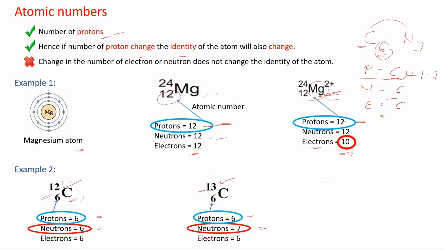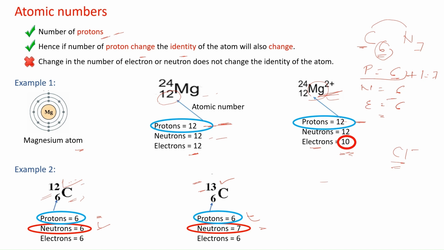If we change the number of electrons, then if it is donating, it will become positive. If it is accepting, it will become negative, like Cl minus. Why? Because it accepts an electron. So if the number of electrons is changed, it is because the atom is donating or accepting, but the identity will remain the same. Similarly, if the number of neutrons is changing, that means the atomic mass will change.